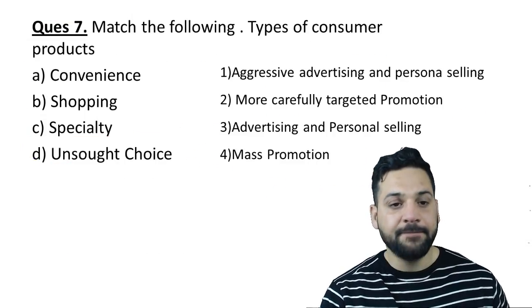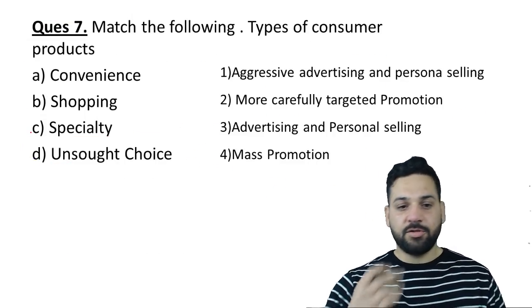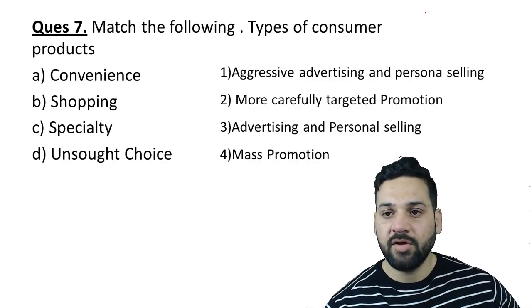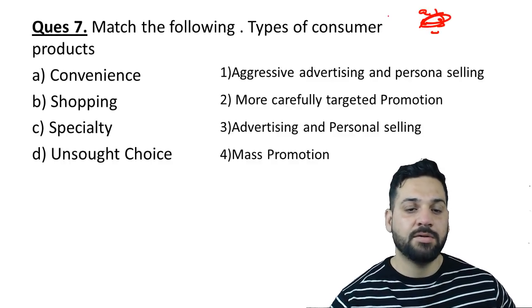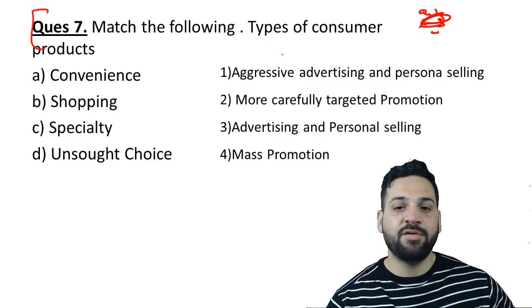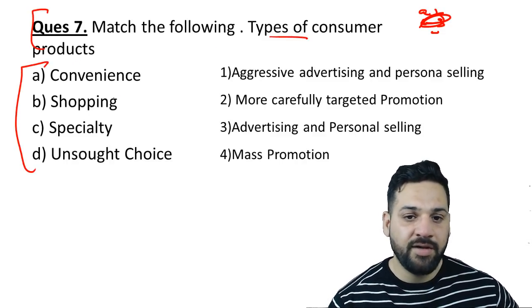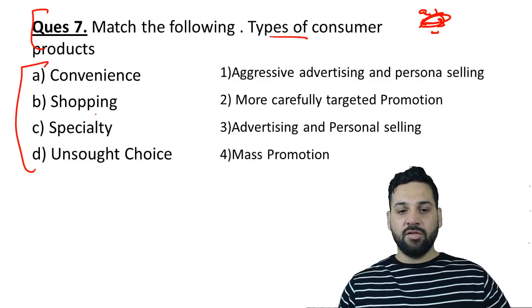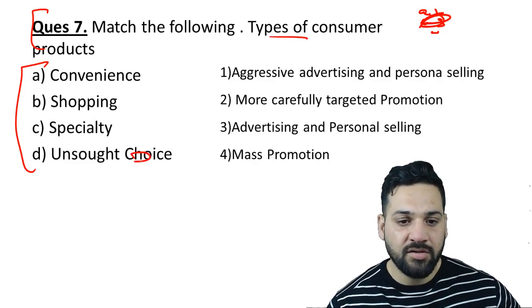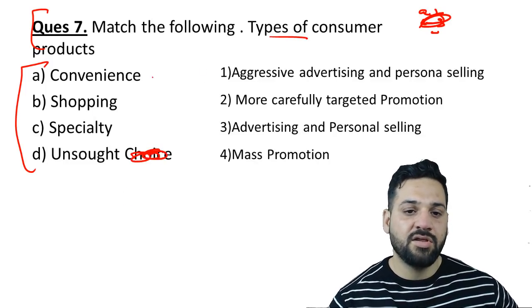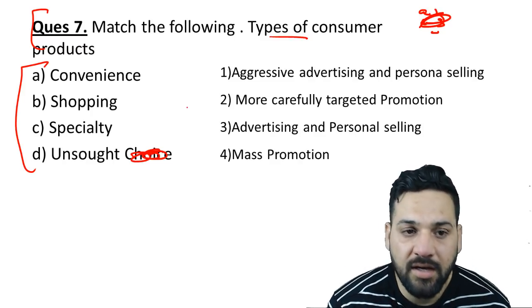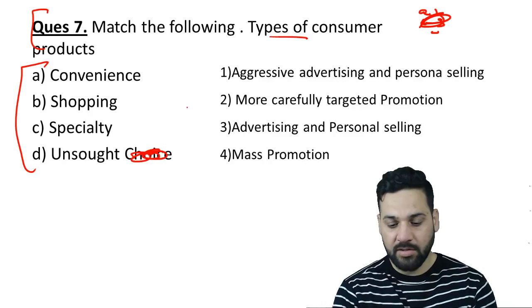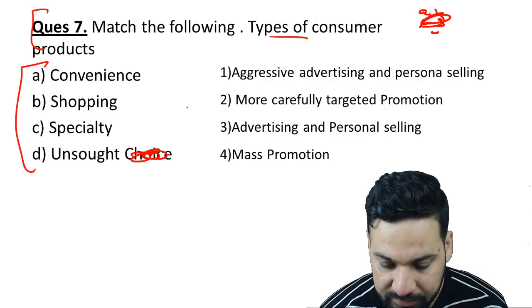Chalo, aage chalte hain. Next question, abhi match karke batao mujhe. Aise likho, niche comments pe, A1, B2 ya 3, whatever. Aise mereko match karke batao. Match the following types of consumer products. Ye convenience ko match karo, shopping, speciality, unsought. These are the choices. Just match it and just let me know. Okay, ab mujhe batayenge. Convenience products ko match karo. Just, I'm giving you a minute. Okay.